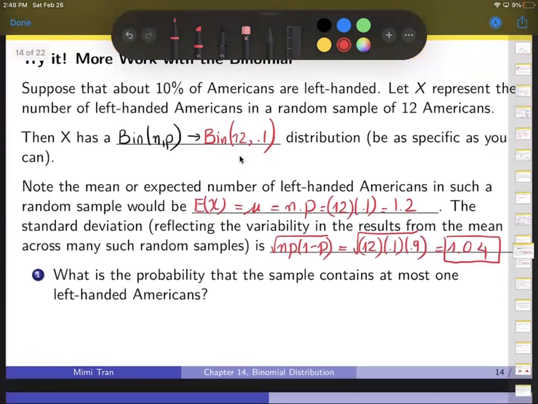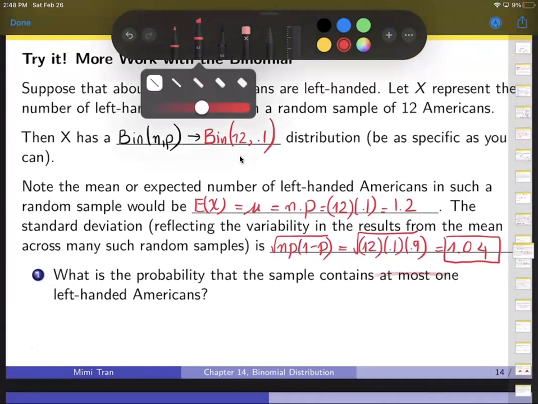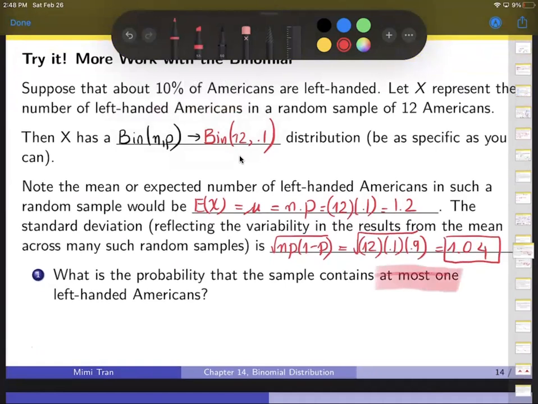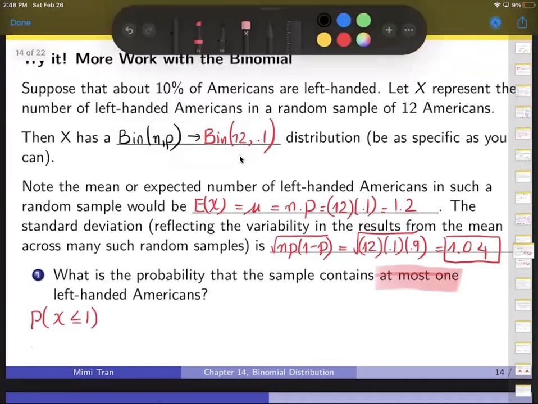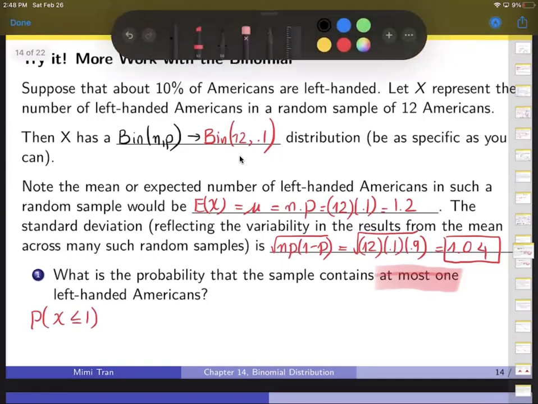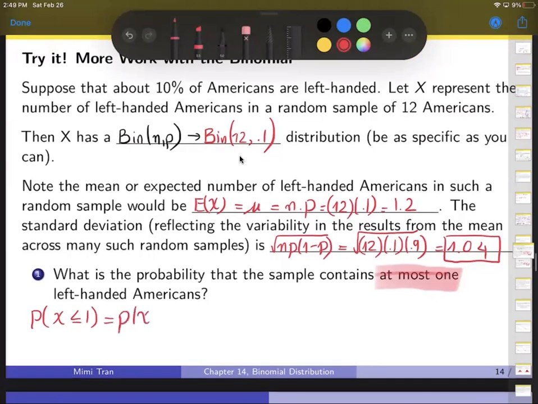What is the probability that the sample contained at most one left-handed American? At most one. Again, before you do anything, I would recommend you spot some clue right here: at most one. So how would I write at most one? P of X less than or equal to 1. On the stick picture, at most 1 is 0 and 1, that's it, no more. So this means P of X equals 0 plus P of X equals 1.